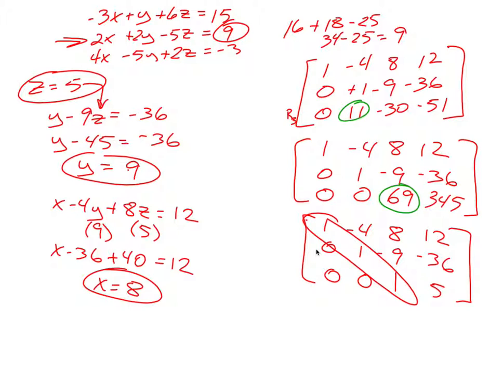So again, start with the top left. Get it 1. Then we use that row to make everything underneath it a 0. We move to the next column. Get a 1. Use that to make what's underneath it a 0. Move over, make that a 1. Then we can get to our answer. Questions?